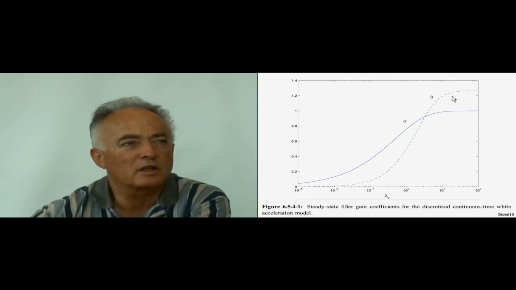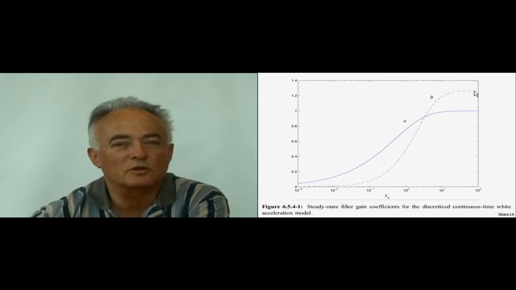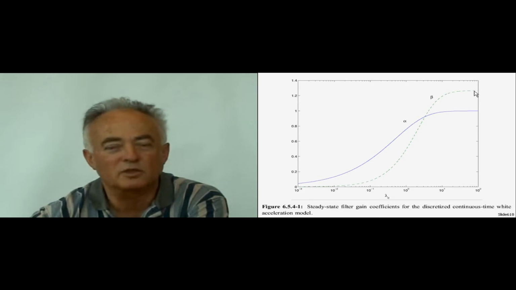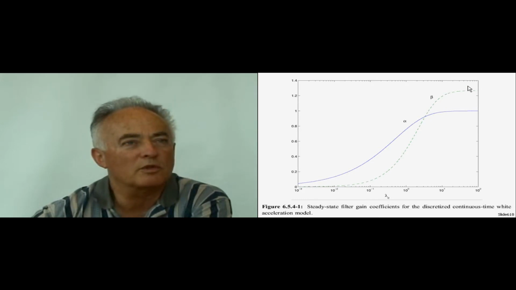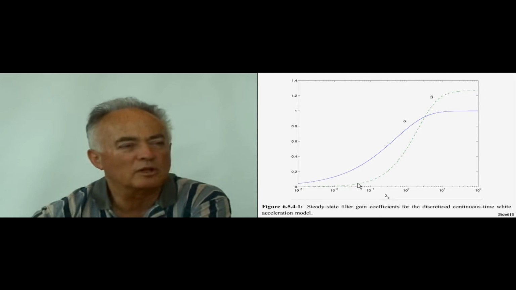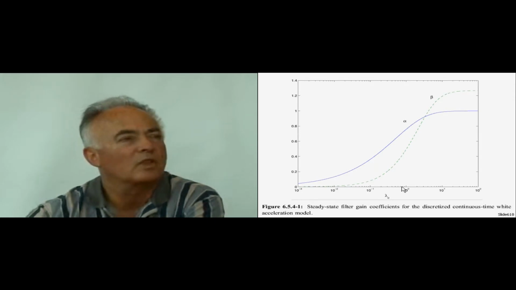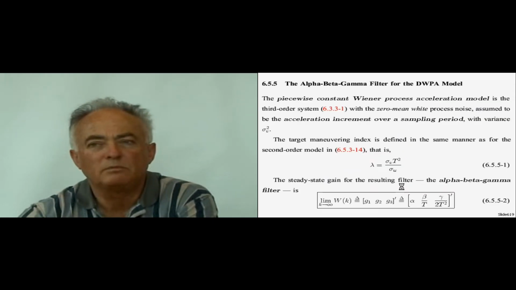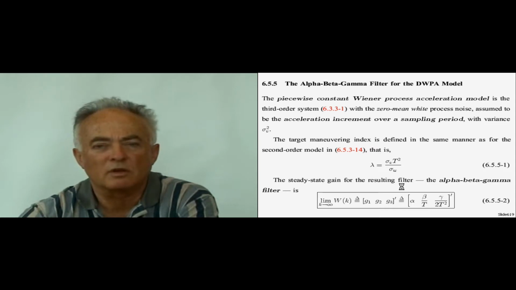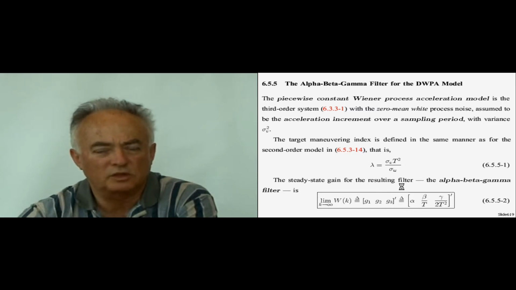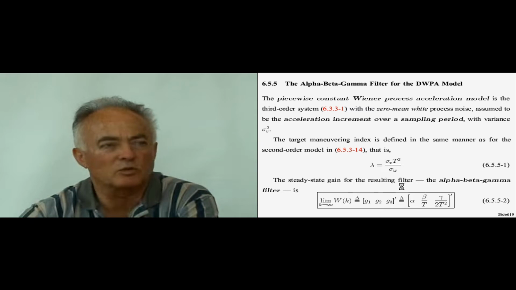Now beta, interestingly, in the continuous time version doesn't go to 2 as in the discrete time version. It goes to 1.3, almost a little bit below that. So there's a slightly different final result. And this completes the presentation of the alpha beta filters for the two cases, direct discrete time and discretized continuous time white noise acceleration models.